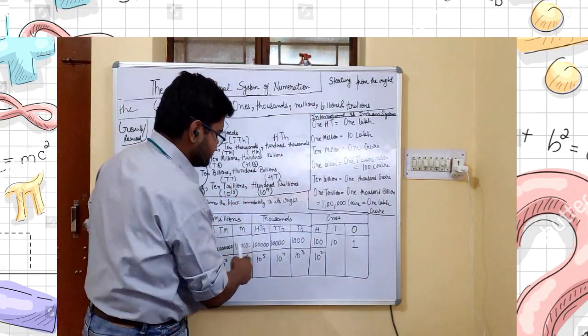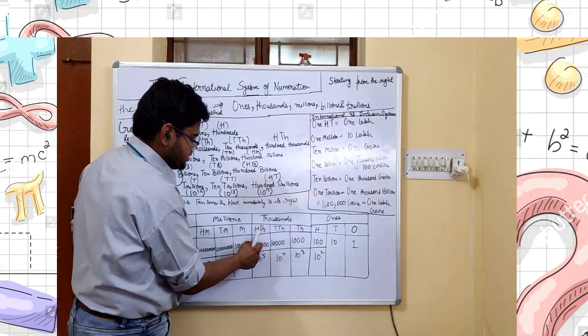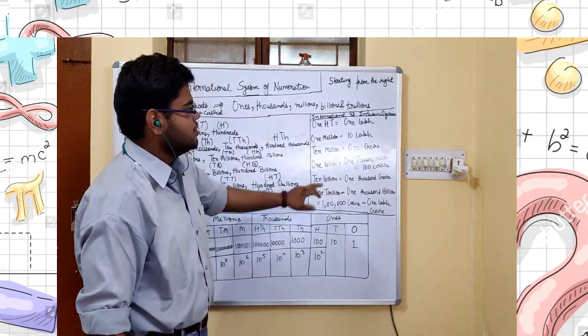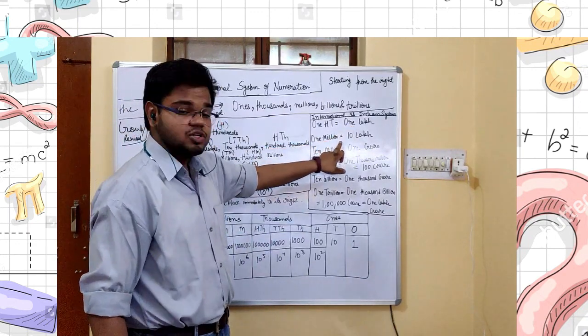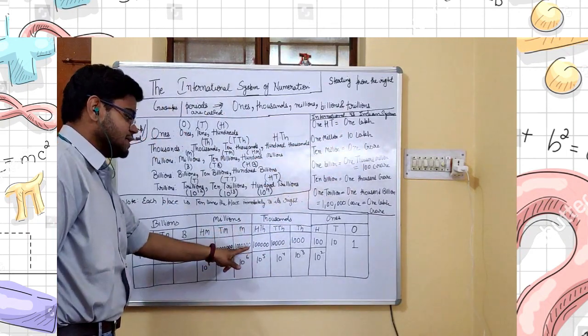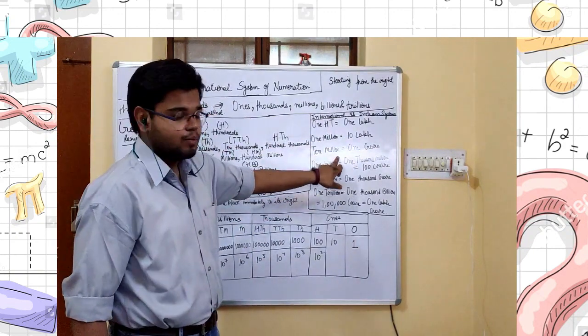How many zeros we had in 100,000? 1, 2, 3, 4, 5. 5 zeros we had in 100,000. So how many zeros are there in 1 lakh? 5 zeros. 1 million, children, is 10 lakhs. 1 million is basically 10 lakhs. 10 million is 1 crore.